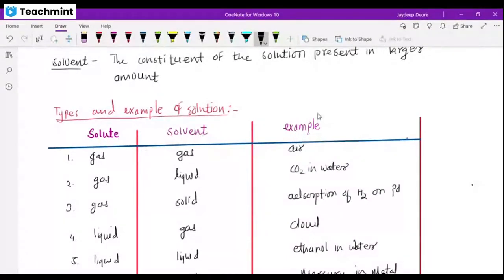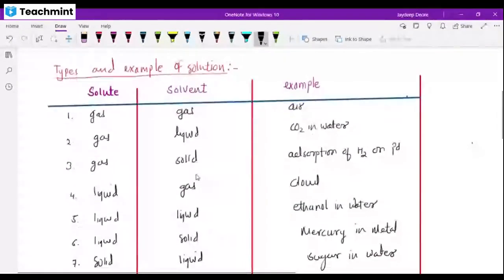If you consider the example of air, air is a mixture of different types of gas. Some gas may be present in large proportion, some gas may be present in small proportion. So it is a perfect mixture of gas to gas. Air is a perfect solution of gas to gas. The second example is gas and liquid, where solute is a gas and solvent is a liquid. So CO2 being a gas is present in water molecules.